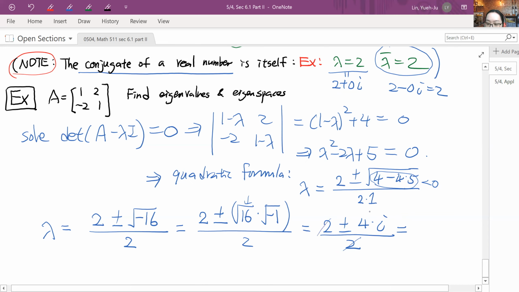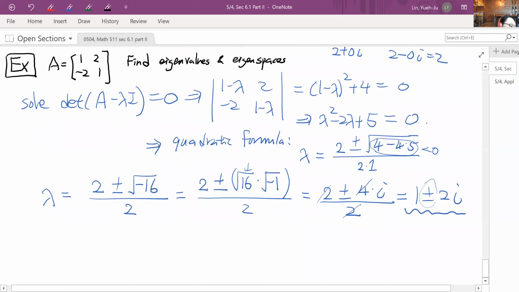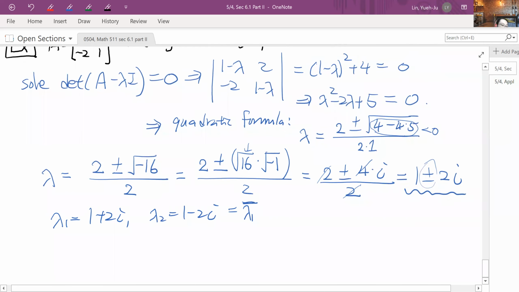So I can simplify the 2 here. This would be 1 plus minus 2i. As you can see, by using the characteristic formula, your complex eigenvalues should appear in a pair. The conjugate pair is already reflected in the formula, so you don't really have to look for it. When you solve it, it's already there. So you have two complex eigenvalues: the first one is 1 plus 2i, and the second one is 1 minus 2i. The second one is the conjugate of the first one. It's already in a pair.